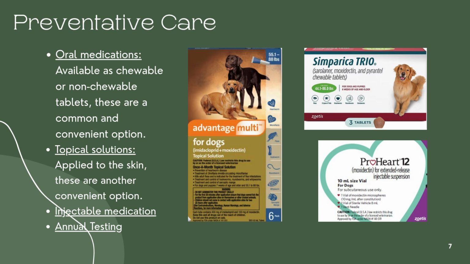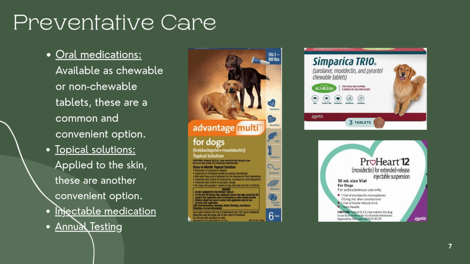This is what I give my own dog at home. And then there are topical solutions as well, applied to the skin. These are another convenient option. This is the Advantage Multi here, which also covers fleas and some intestinal parasites, as well as the heartworm disease. And you will see a lot of them that do that just because they have the combined products in them.